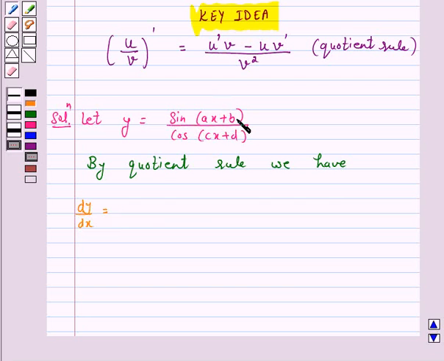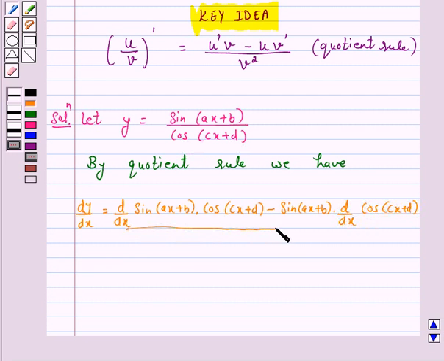Here u is our sine of ax plus b and v is our cos of cx plus d. So by quotient rule we have derivative of u by v is equal to derivative of u, that is d by dx of sine of ax plus b into v, that is into cos of cx plus d, minus u, that is sine of ax plus b into derivative of v, that is d by dx of cos of cx plus d upon v square, that is cos square cx plus d.